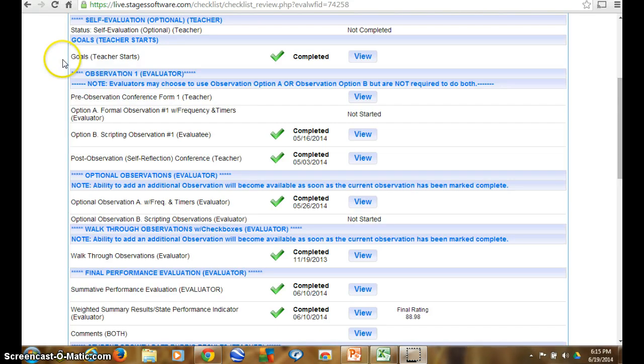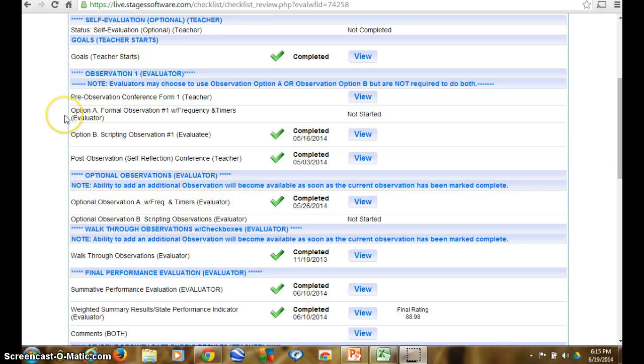I set goals with the teachers. The goals are set from previous year's evaluations and/or the data. And so we set the goals, and then we track them throughout the year. Then before the year is up, we mark them completed or ongoing into the next year.